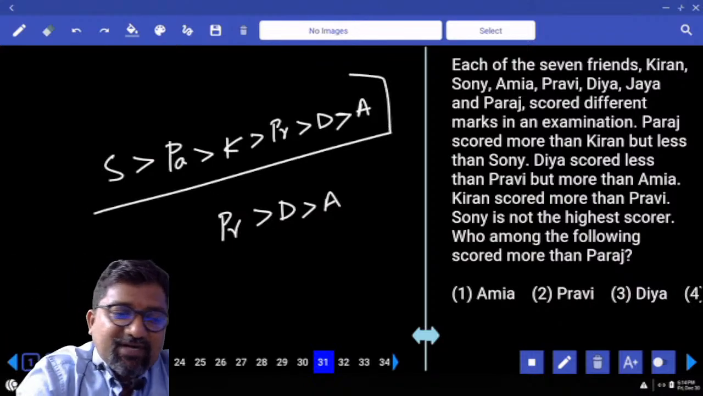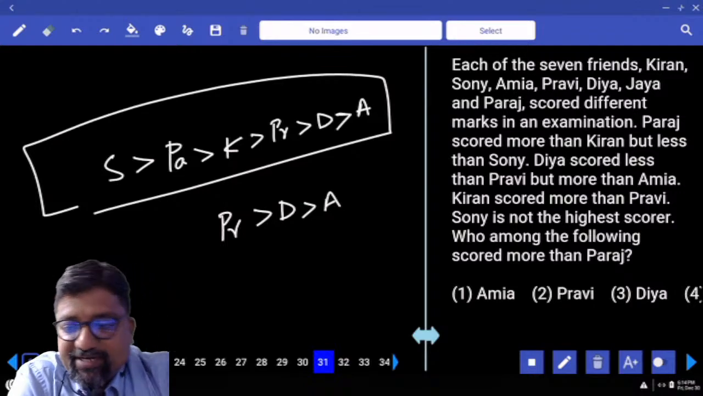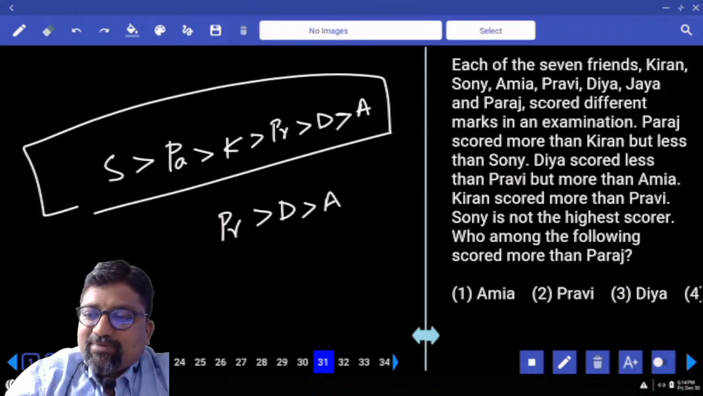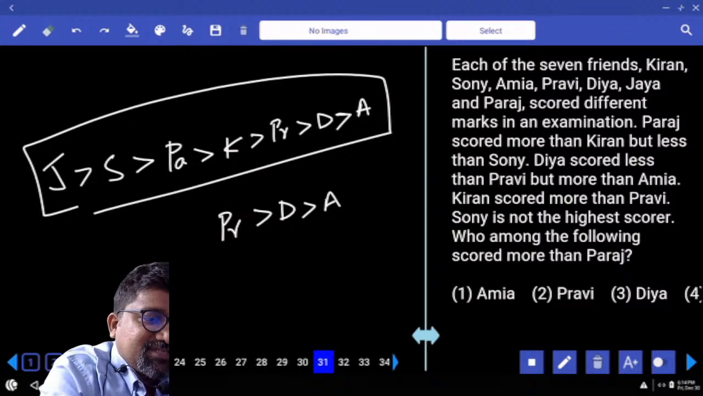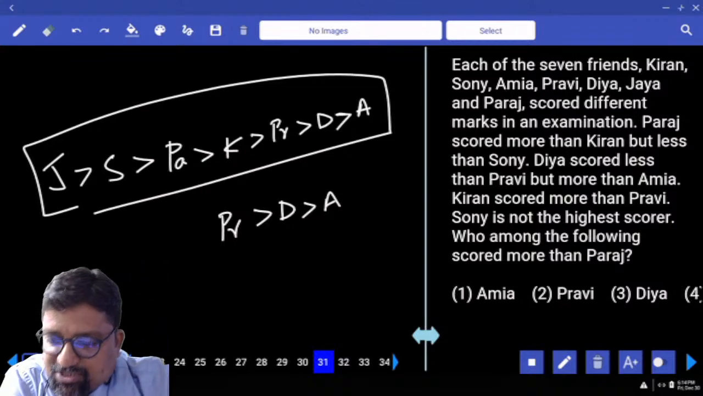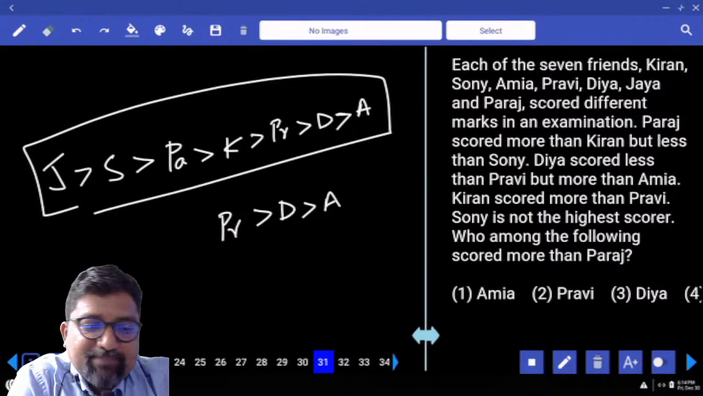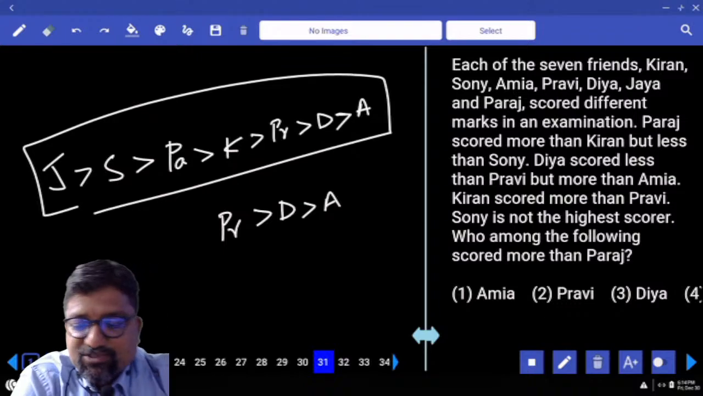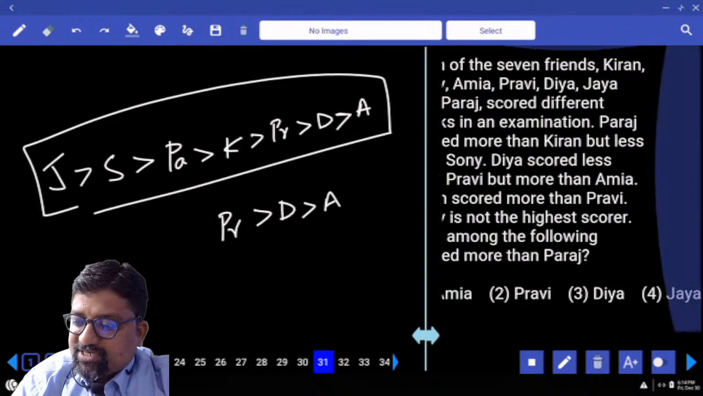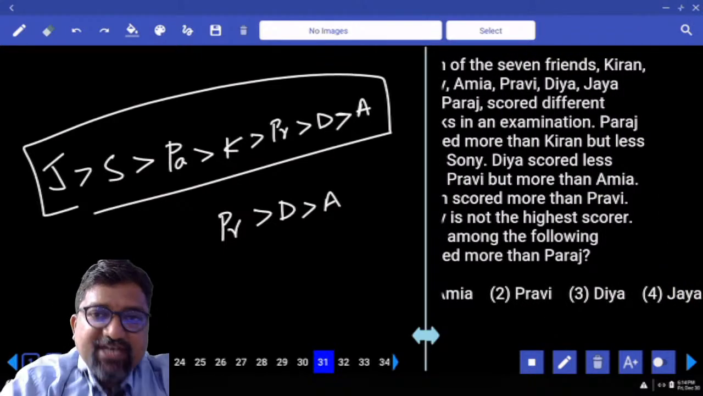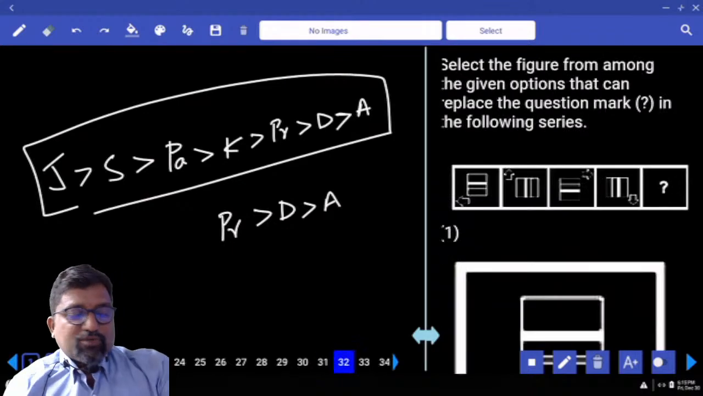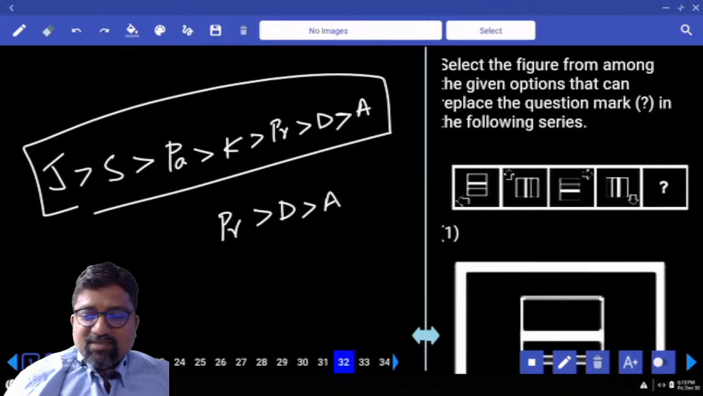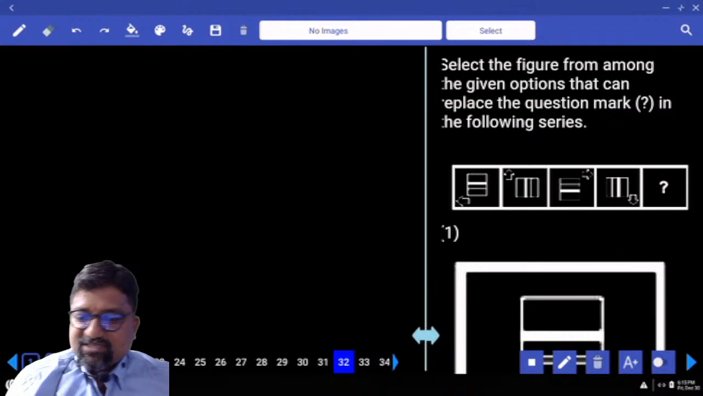Here I covered 6. When Soni did not score the highest, it should be some other person. Who is that some other person? Jaya. What's the question? Who among the following scored more than Paraj? More than Paraj is Jaya and Soni. When I look into the options, I don't have Soni, I have Jaya. I'll go with which option? 4th option. Clear?